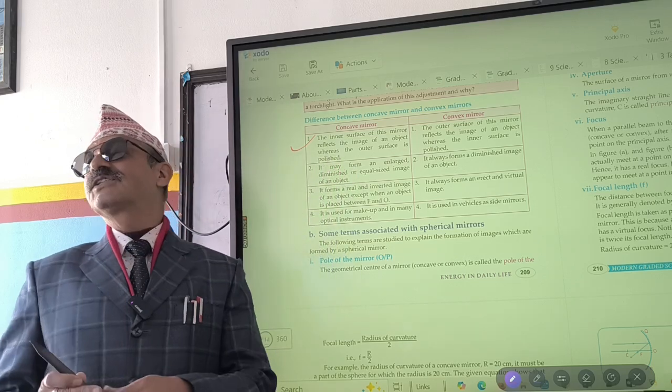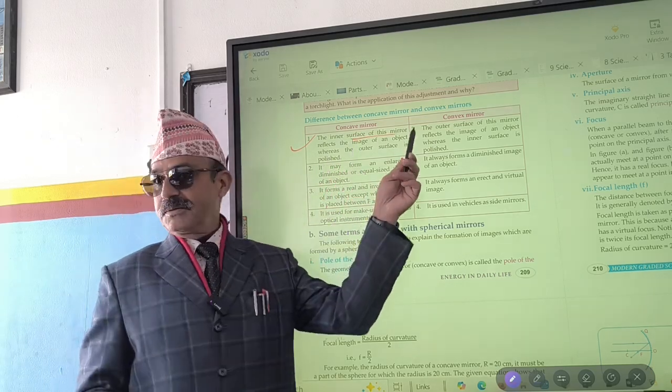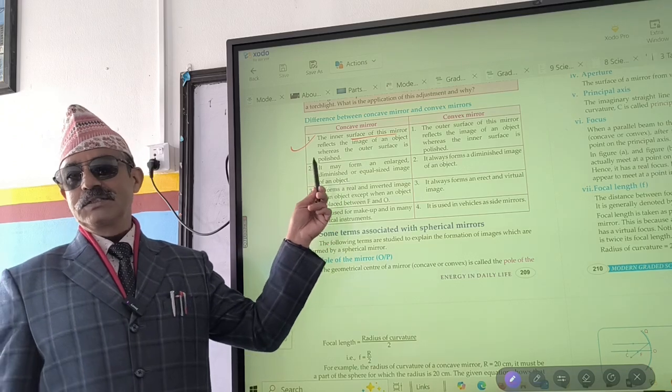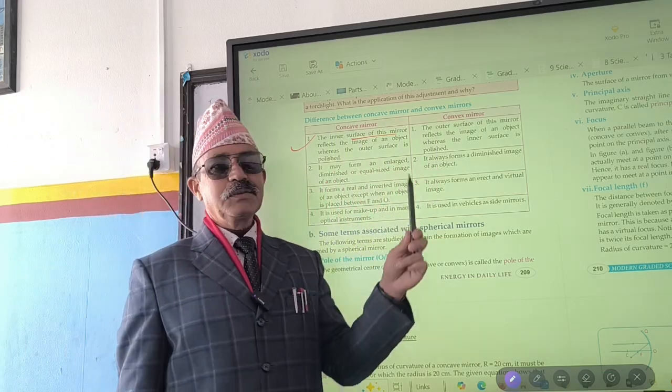Okay. First point of concave mirror: reflection takes place from the inner side, right? And the outer side is polished. Convex.